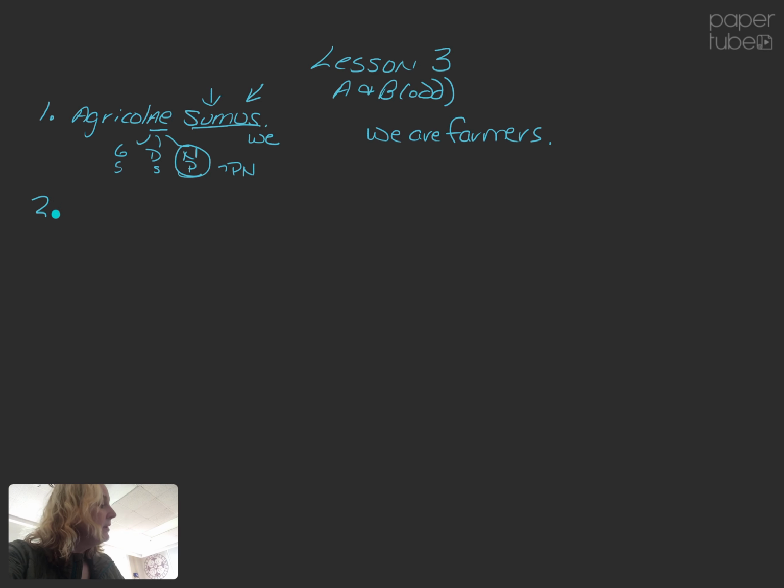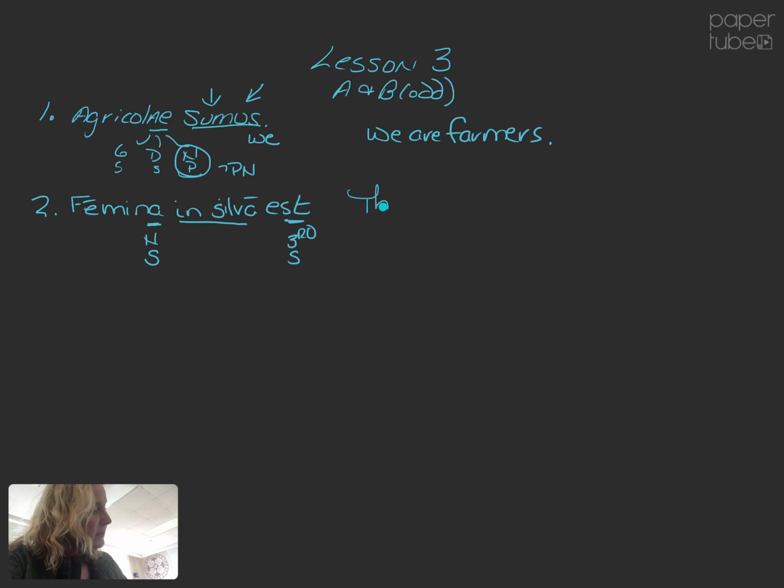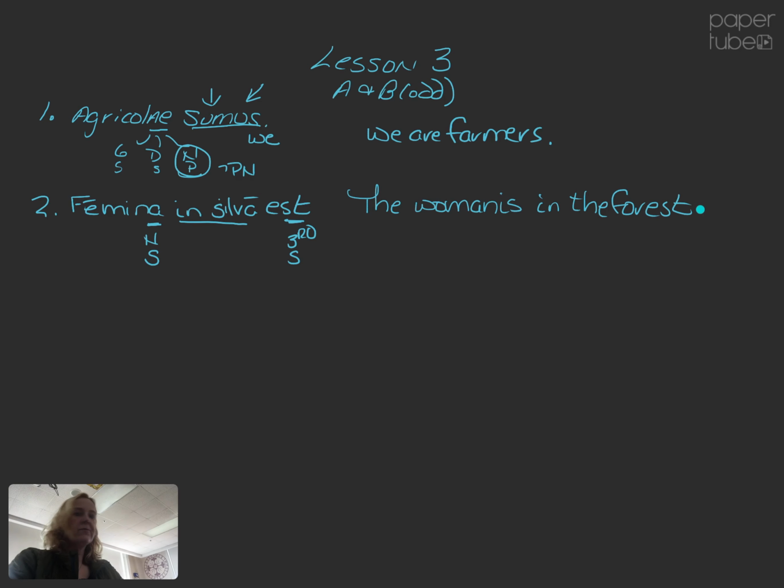Number 2, femina insula est. I see my nominative singular subject. I have a third singular verb to go with it. And then I have an ablative place where? In the forest. The woman is in the forest.